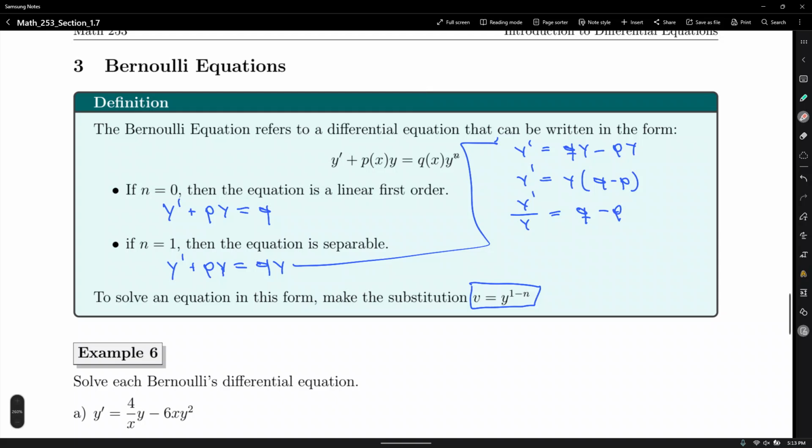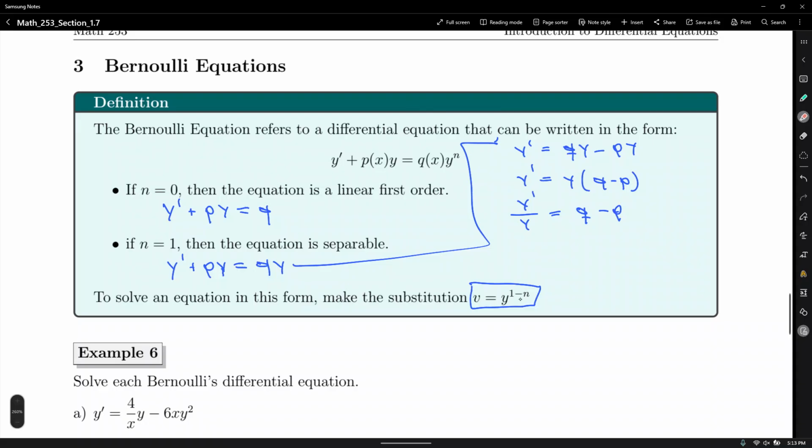That is, if n equals 0, we just get y prime plus py equals q, which is really a linear first order equation. And if n equals 1, that becomes a separable equation, as we did at the very end of the last lecture. Well, what's behind the scenes of solving a Bernoulli equation?